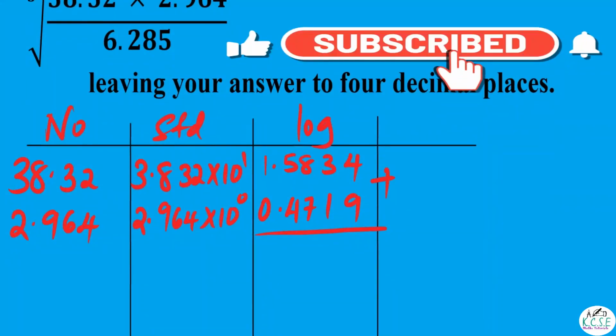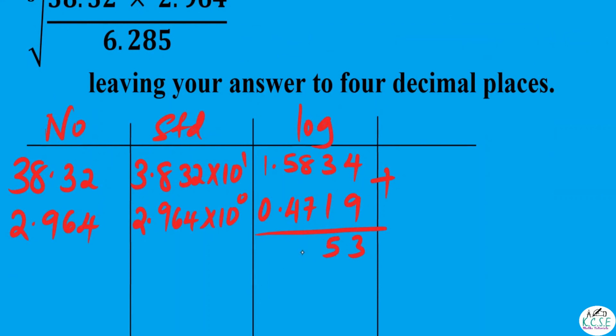So adding their logs, we get the result. Now let's go to the denominator. We have 6.285. Writing the number in standard form, 6.285 multiplied by 10 raised to power 0. So the logarithm of 10 raised to power 0 is 0. The logarithm of 6.285 from the mathematical table will give 0.7983.